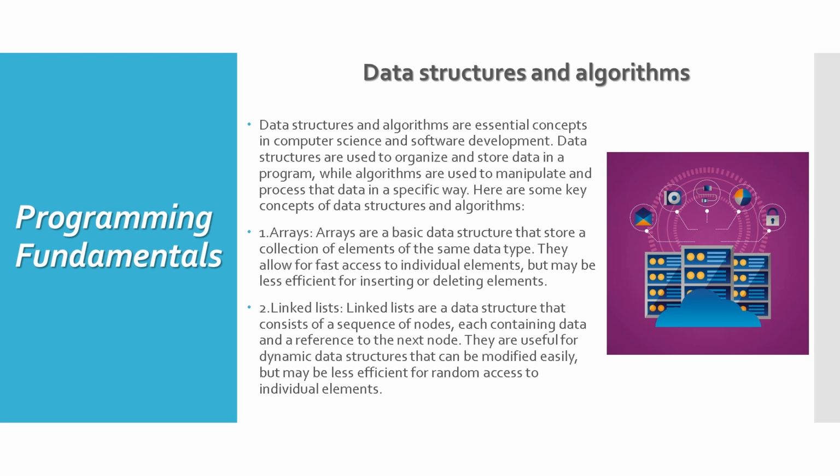1. Arrays. Arrays are a basic data structure that store a collection of elements of the same data type. They allow for fast access to individual elements, but may be less efficient for inserting or deleting elements. 2. Linked lists. Linked lists are data structures that consist of a sequence of nodes, each containing data and a reference to the next node. They are useful for dynamic data structures that can be modified easily, but may be less efficient for random access to individual elements.